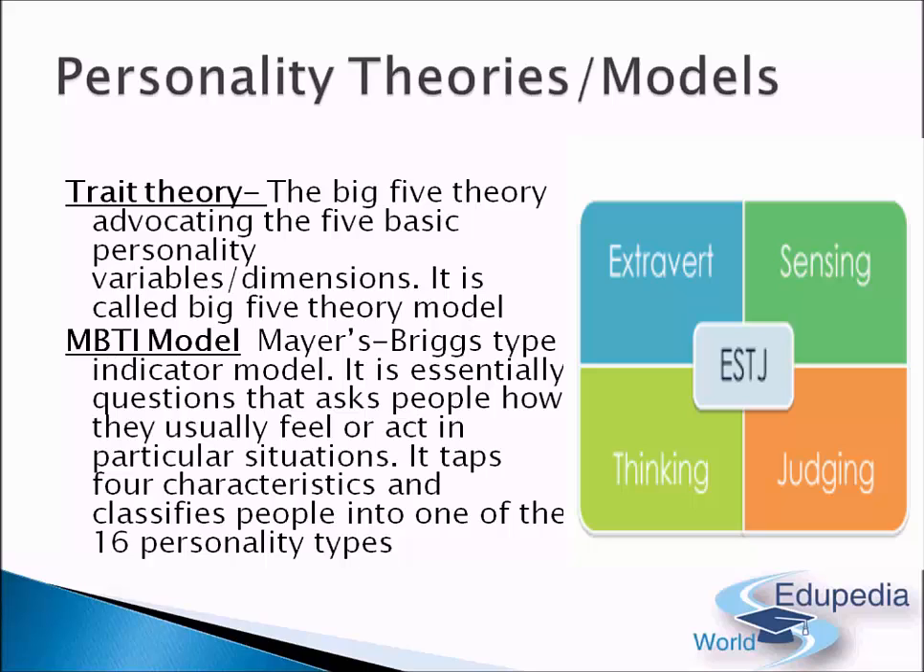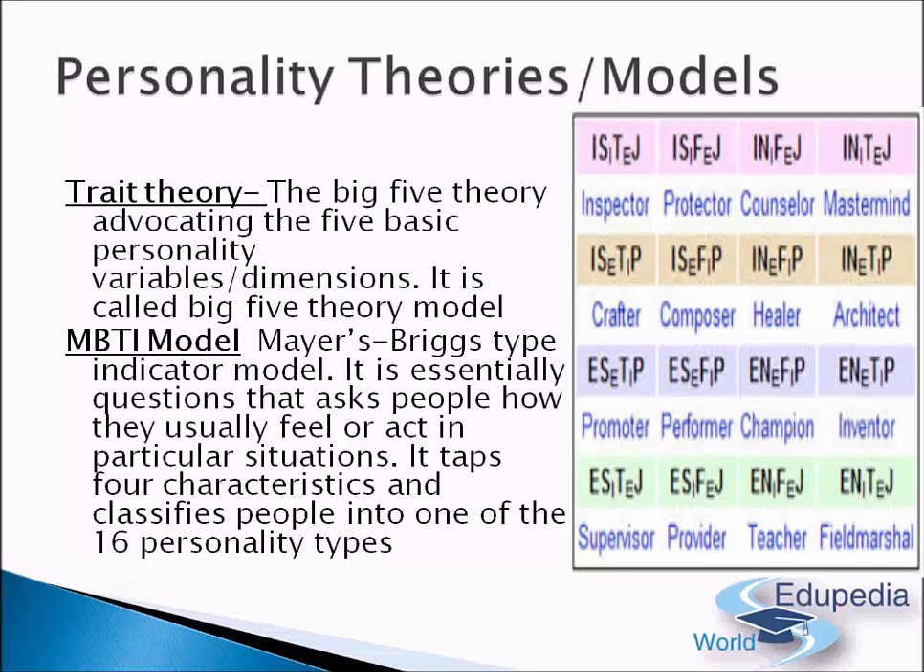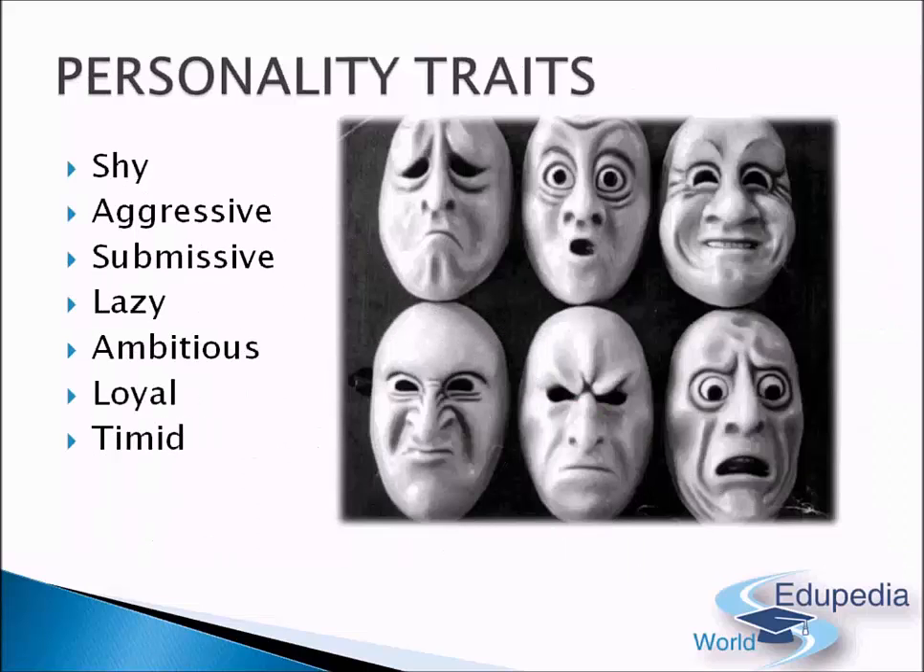It is essentially questions that ask people how they usually feel or act in particular situations. They will give them lots of situations, and they will ask, how would you act in this situation? About 100 questions they will ask them. And then from those answers, it will tap 4 characteristics and then classify people into one of the 16 personality types. Let us deal with these two models in a little more detail.